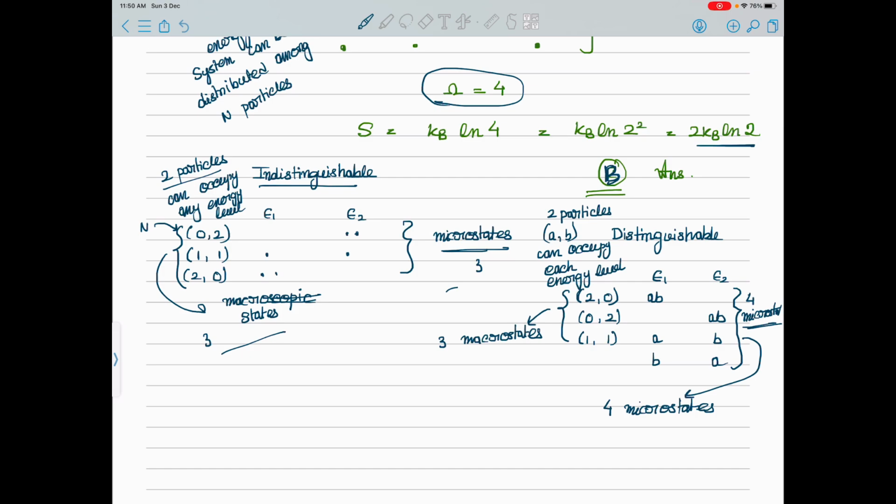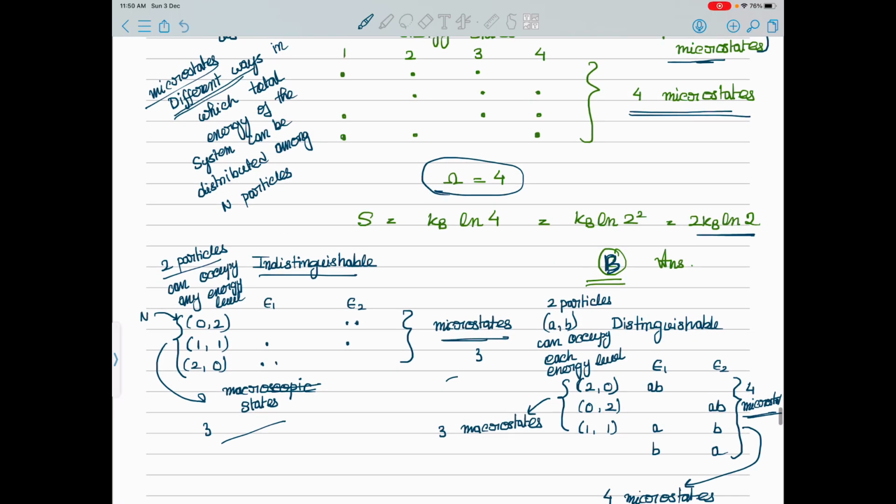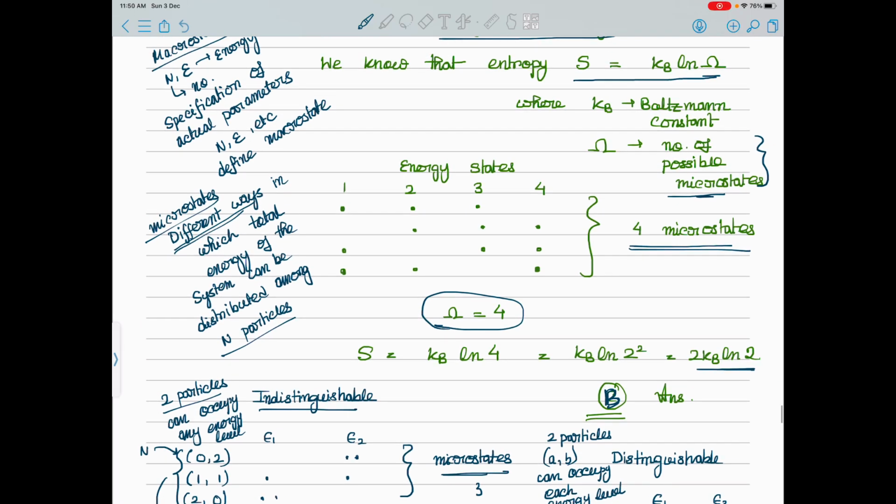And entropy can be defined based on the microstates, the number of ways the total energy can be distributed among n particles. So through omega we can use the definition Kb log omega and find the answer. In this case we have seen that B is the correct option. So for this particular question, 2 Kb log 2 is the right answer. Thank you.